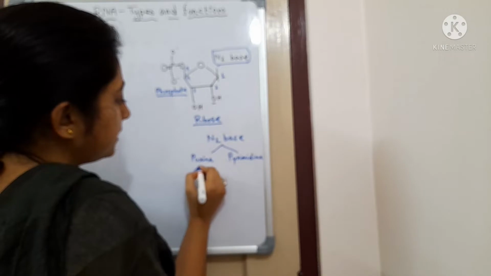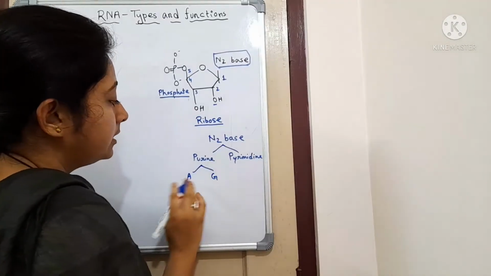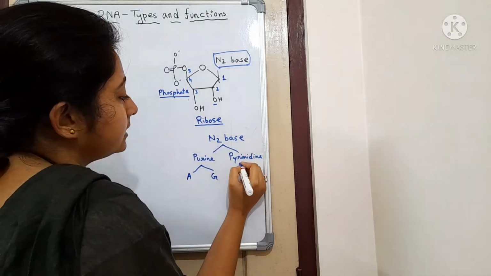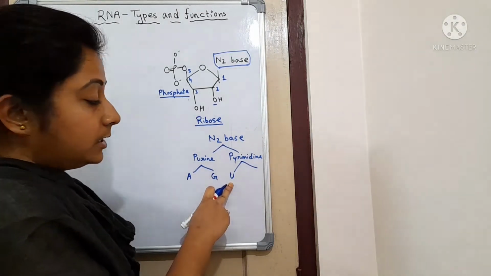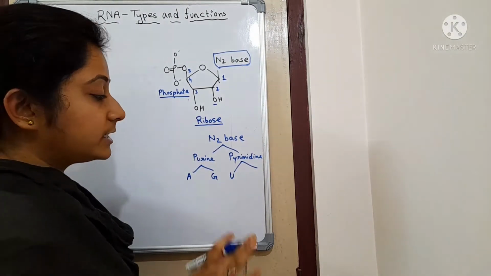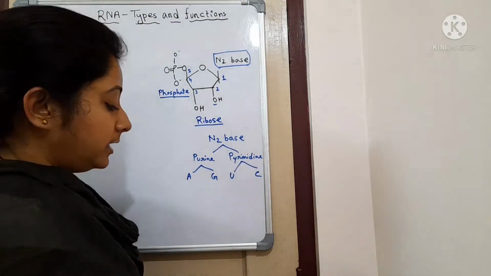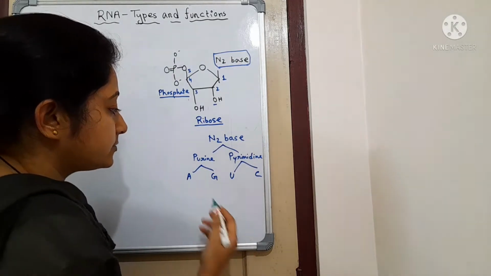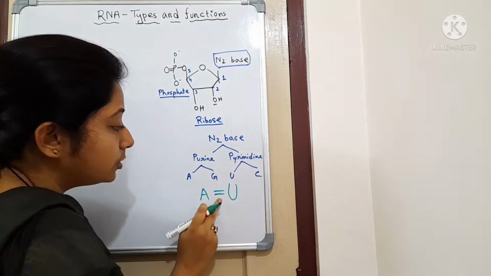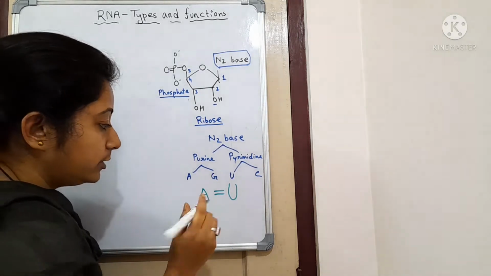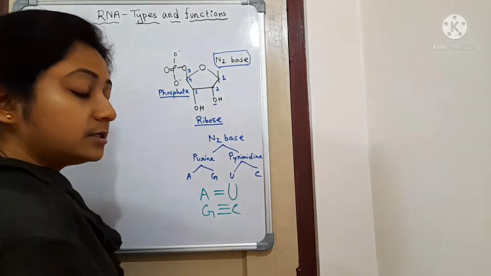In case of purine, there are further two types of purine components, adenine and guanine. These are the same as in DNA, but in case of pyrimidine, we find uracil in place of thymine. That means in DNA there was thymine, but in RNA there will be only uracil, and the other pyrimidine will be cytosine. Now how will the bond formation take place between them? Adenine will form a bond with the uracil residue by 2 hydrogen bonds, or a double bond, and guanine will form 3 hydrogen bonds with the cytosine.